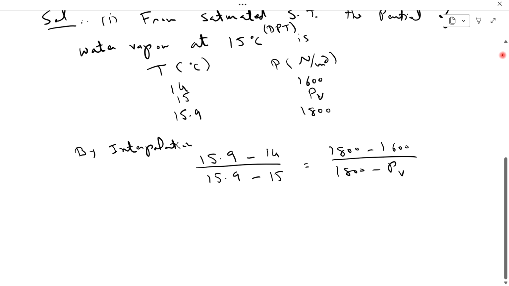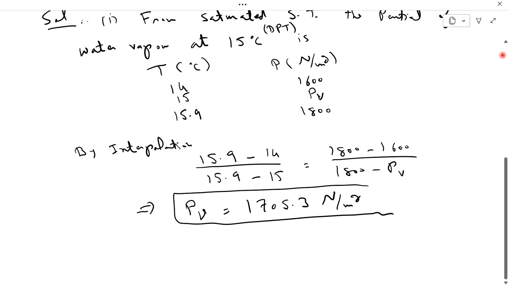So this is a simple calculation. Calculate this and find the value, which is 1705.3 Newton per square meter. Divide this value by 1000, so the final answer will be in kilopascal, which is equal to 1.7053 kilopascal.